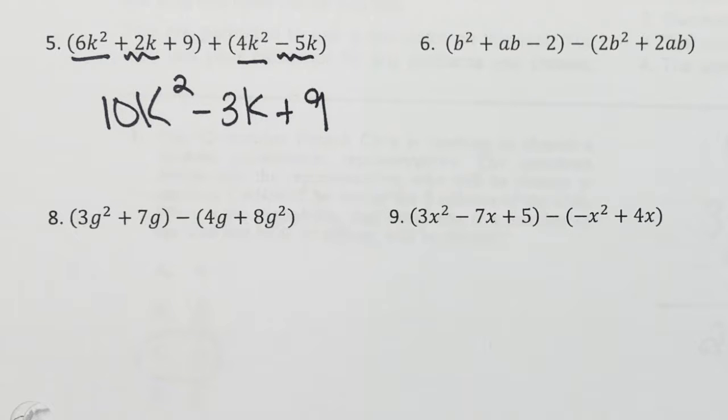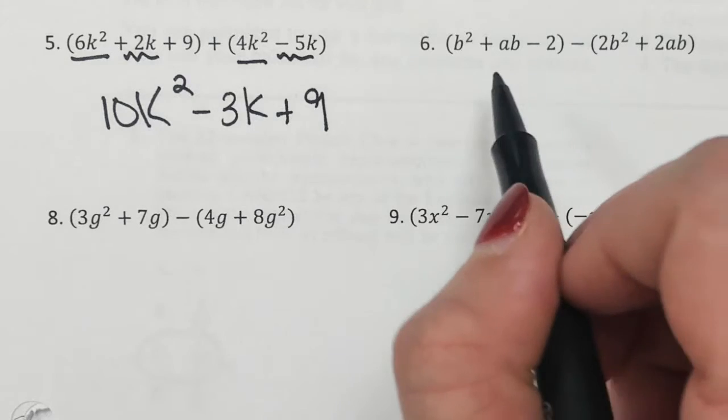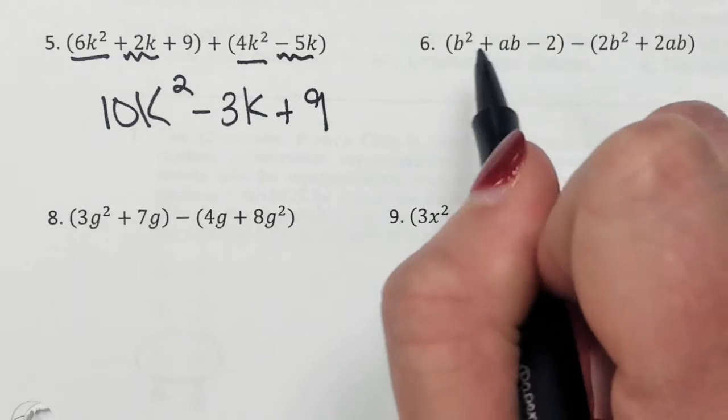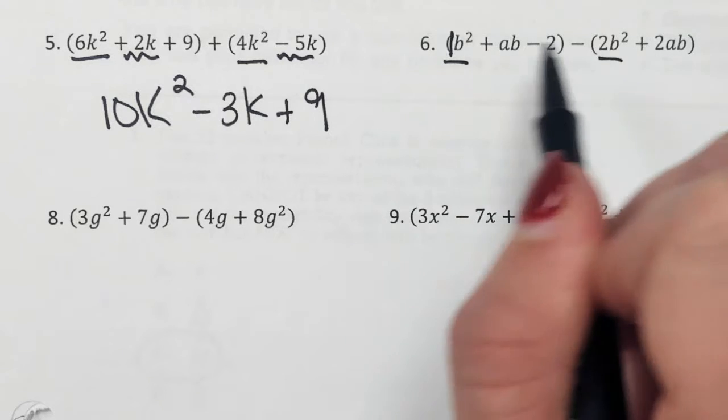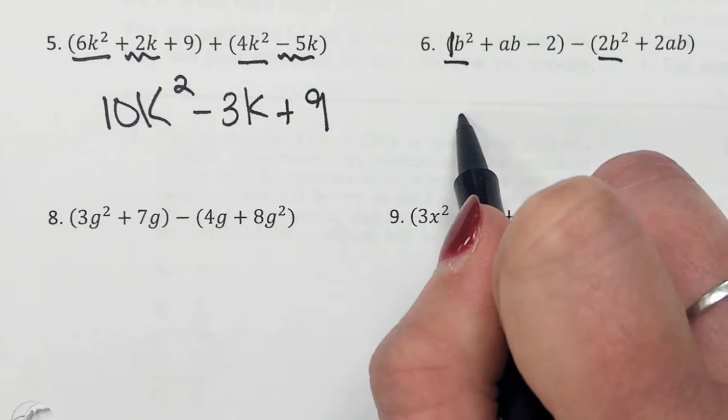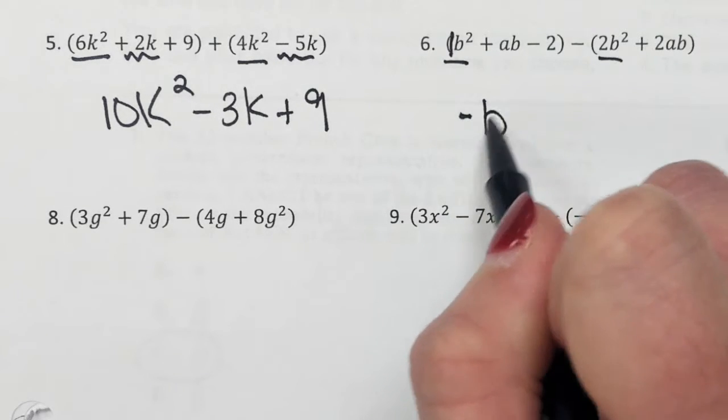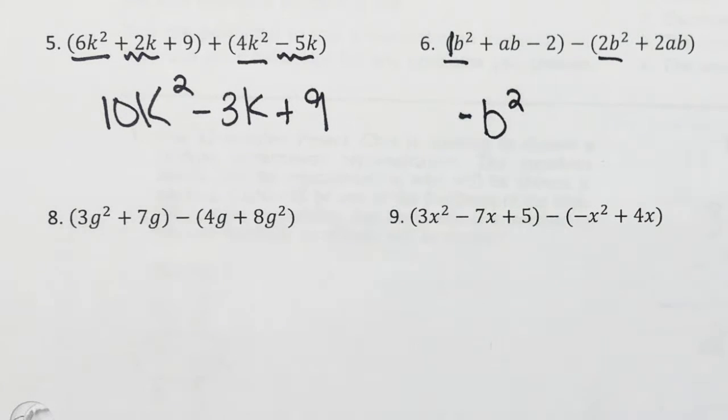Remember, take this seriously because you're going to have a test on it in a few weeks, right? All right, what about number 6? What are we doing on number 6? Subtracting. What am I going to subtract? The b squares first. Very good. 1 minus 2. What's 1 minus 2? Negative 1.